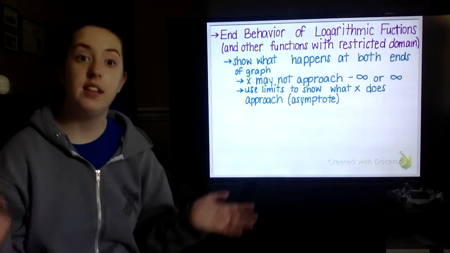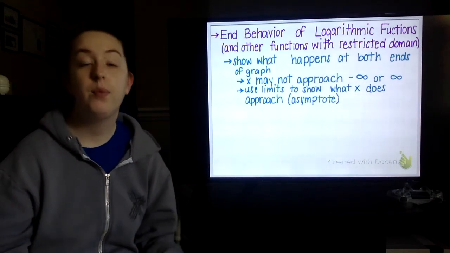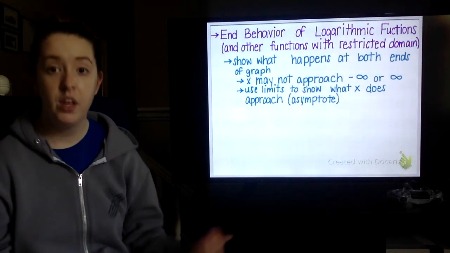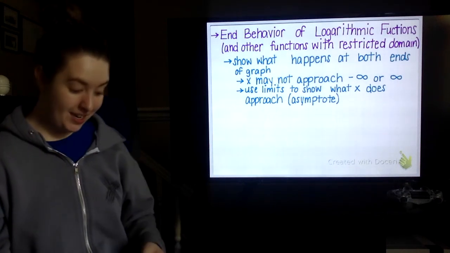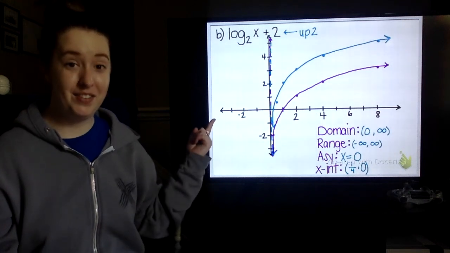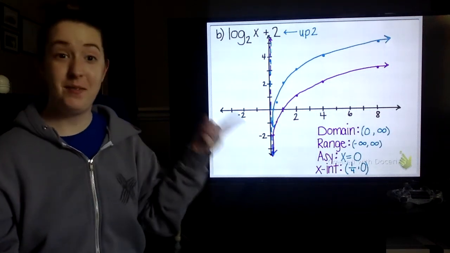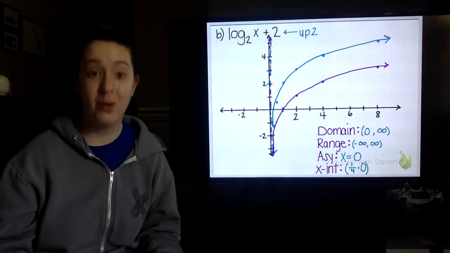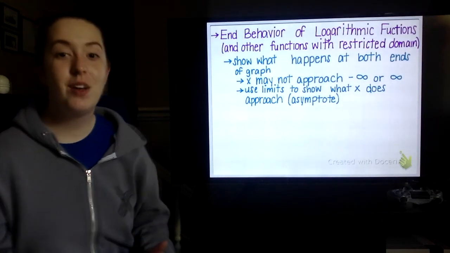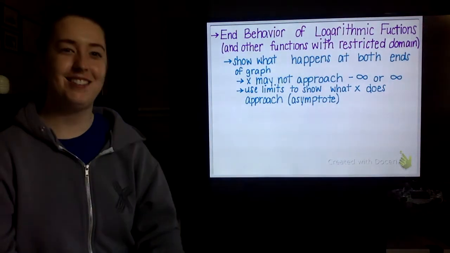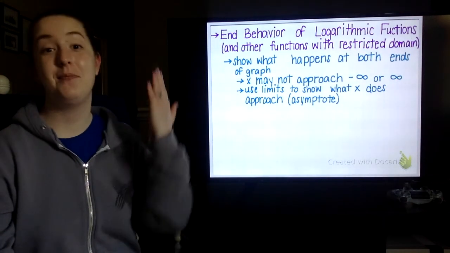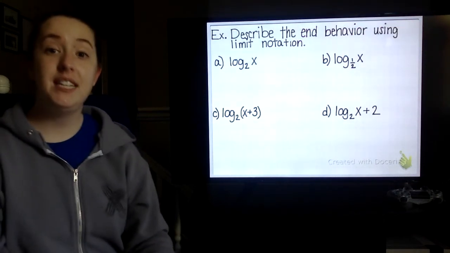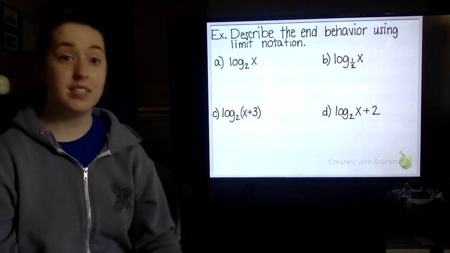Remember, the end behavior was the limit as x approaches whatever. We usually have as x approaches positive infinity, and then we have another one where x approaches negative infinity. Well, as we just saw in those graphs, x doesn't always approach negative infinity. And if this reflects over, it wouldn't approach positive infinity. So sometimes you're going to have issues like that with your graph. What do you do in those situations? You want to show what x actually does approach. So we want to look at the asymptote there. It's going to look a little bit strange, but we're going to practice finding the end behavior of the four functions that we graphed today.